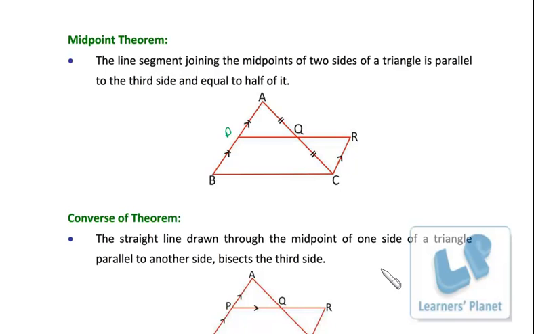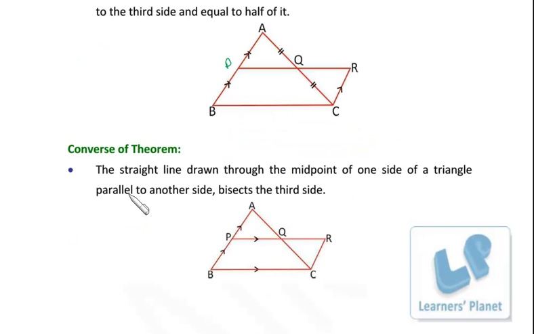Next in the series, midpoint theorem, very important. The line segment joining the midpoints of two sides of a triangle is parallel to the third side and equal to half of it. Okay, suppose P is the midpoint of side AB and Q is the midpoint of side AC, and PQ is parallel to BC, then PQ will be half of BC. Okay, so that's very important.